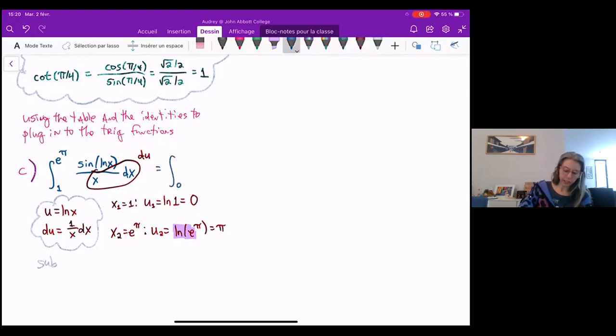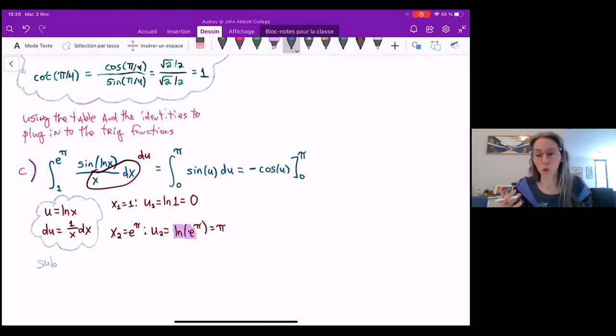I replace the 1 with 0. I replace e to the pi with just pi itself. And here I have sine of u du. The antiderivative of sine, be careful, is negative cosine of u between 0 and pi.